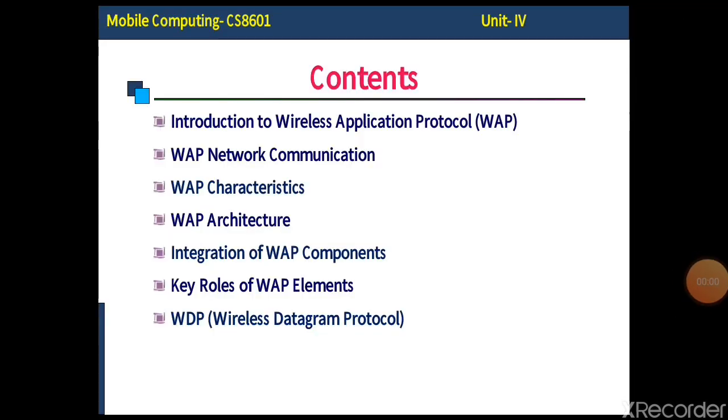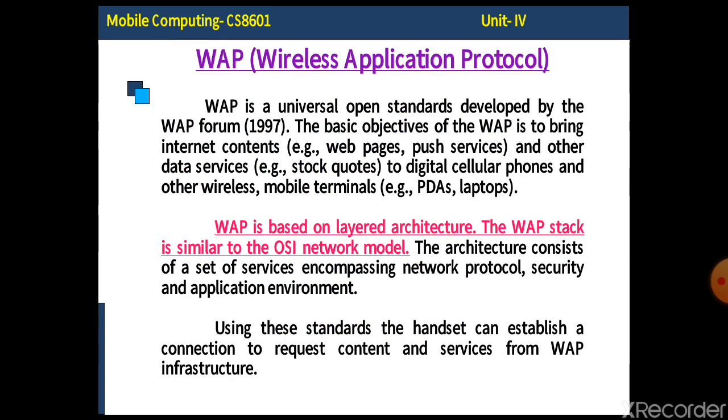These are the contents of wireless application protocol. So it's an introduction, then WAP network communication, WAP characteristics, WAP architecture, integration of WAP components, key roles of WAP elements, and finally we are going to discuss about the wireless datagram protocol. So it's a basics of wireless application protocol.